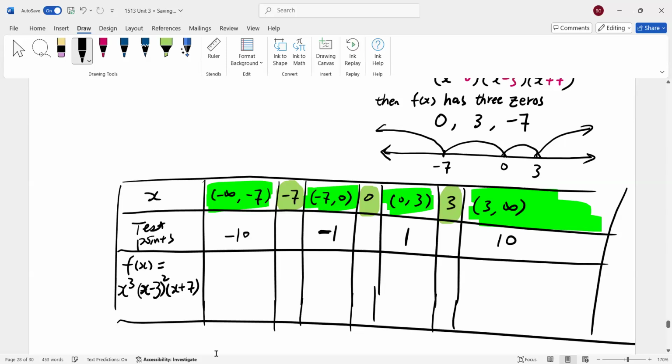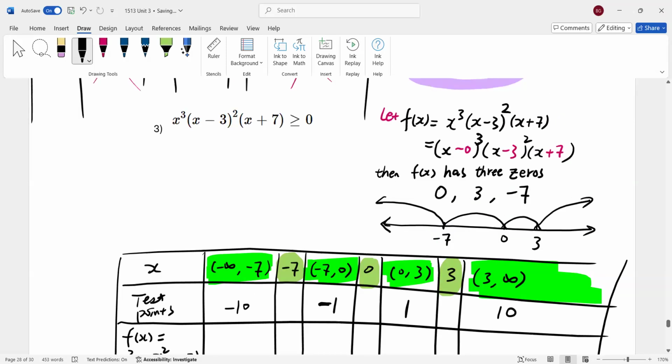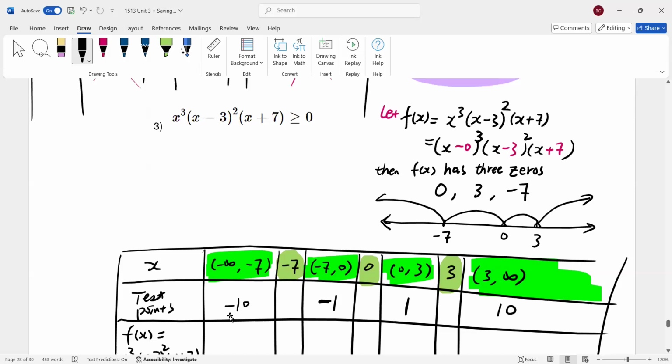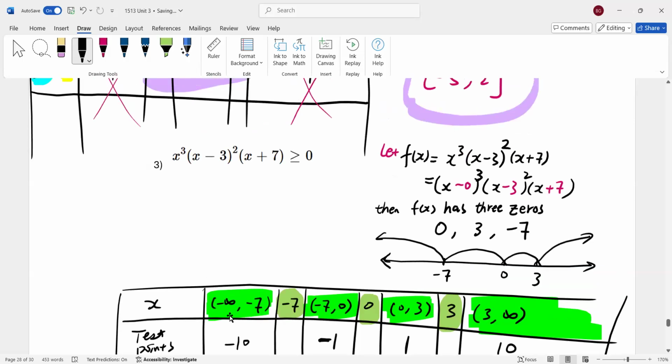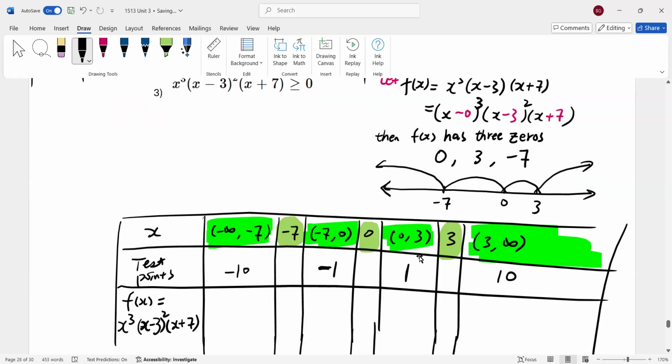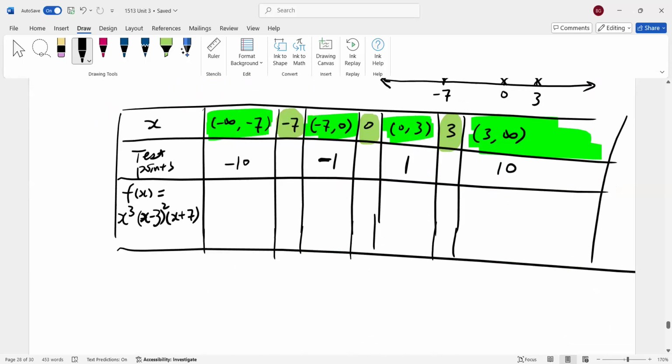x minus 3 to the power of 2, and then x plus 7. Okay. x cubed, x minus 3 to the power of 2, x plus 7. Even though there was an error, so far everything is going to stay the same. It doesn't affect it yet. Okay, so the function has 3 factors, right?